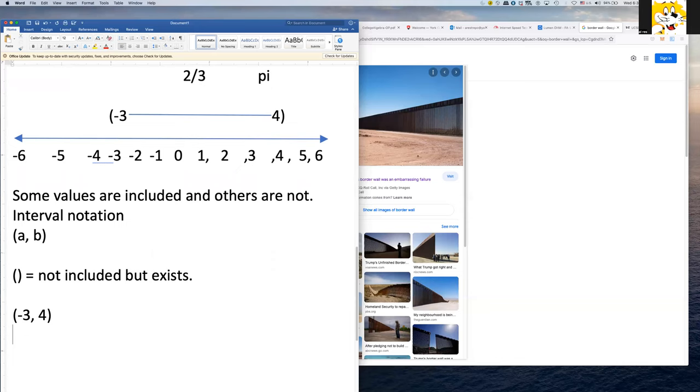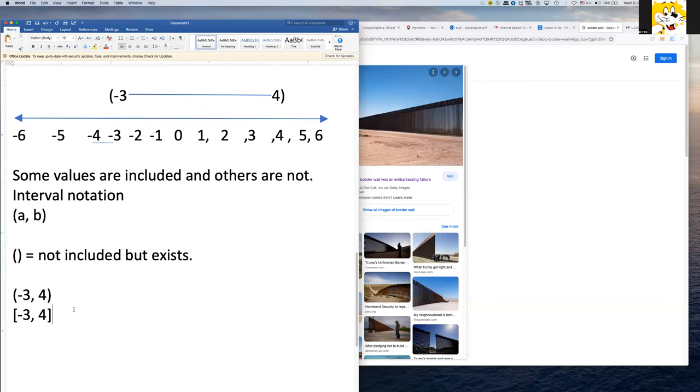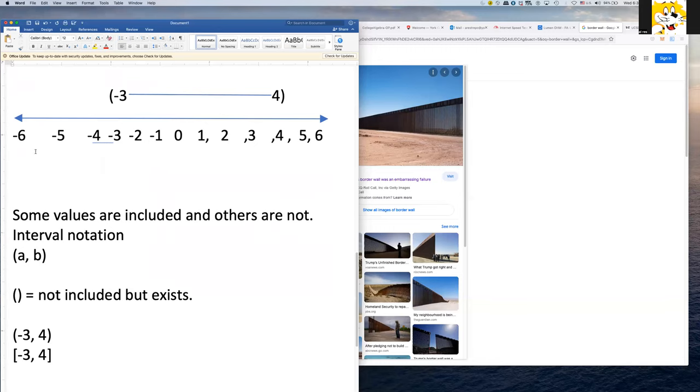The other one is the opposite, right? The opposite of that would be -3, 4. But instead of parentheses, we're going to use brackets. So if we use brackets, it's going to be -3 to 4 with brackets. And in this case, negative 3 and 4 are part of the solution.